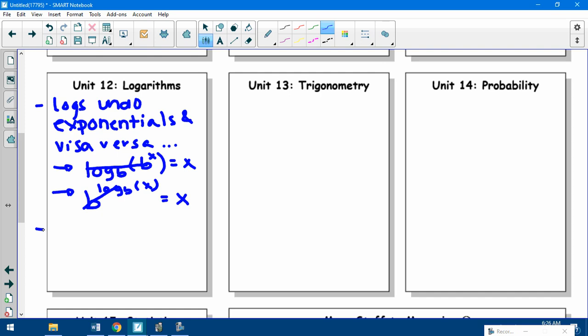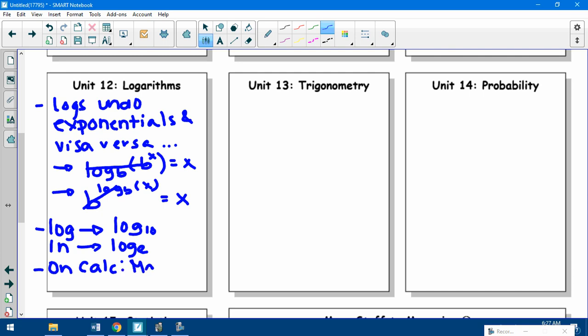Other important things, log really means log base 10. ln really means log base e. So you use those to get rid of bases of 10 or bases of e. And then finally, talk about how to do it on your calculator. If you have a new calculator, you can just go down to math A, which is where that log base key is. If you have an old calculator, you might want to write down that log base b of x, I can type in as log of x divided by log of b.